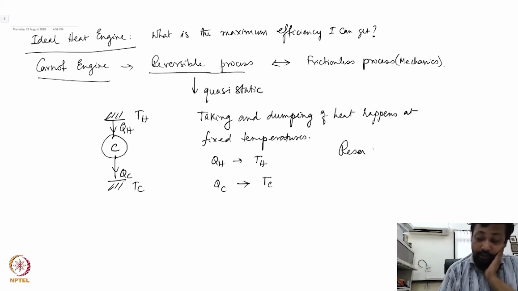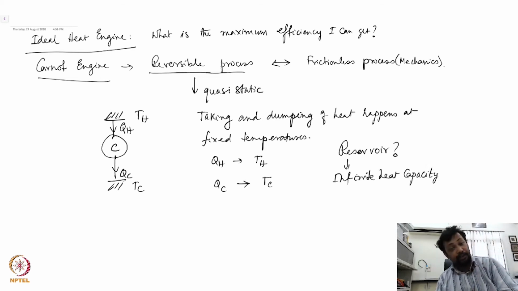So here, a very short note. What is a reservoir? A reservoir is the one which has an infinite heat capacity. And that essentially means even if you take away a certain amount of heat or you dump a certain amount of heat to the reservoir, its temperature remains fixed.